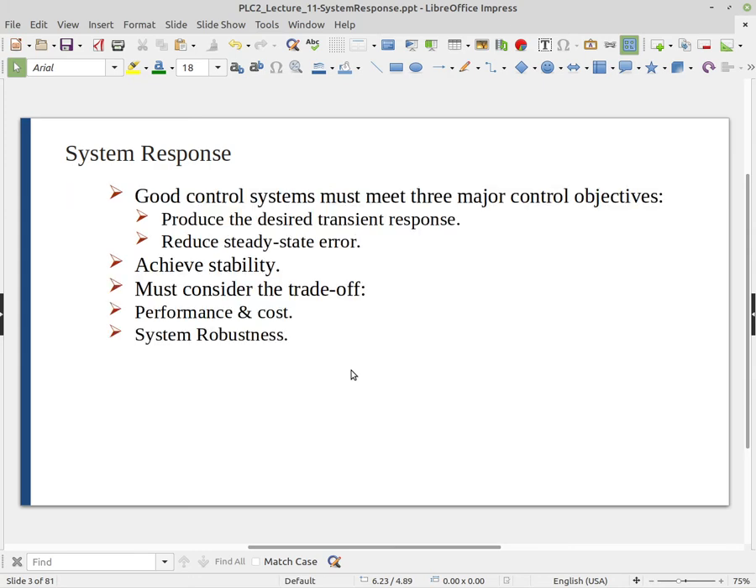Right? So good control systems must meet three major control objectives. They need to provide the desired transient response. They need to reduce steady state error, and they must provide stability. To achieve any type of control system, we have to consider the performance and the cost of the system and also the system robustness.